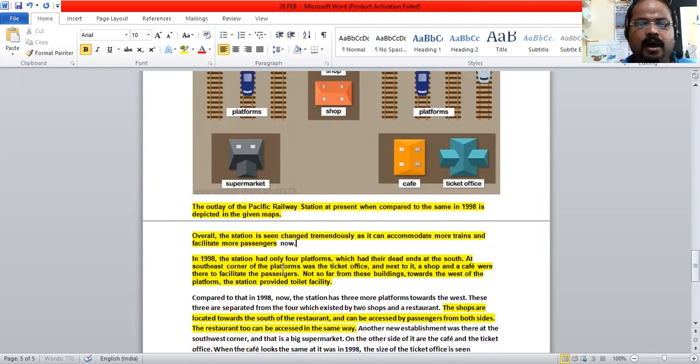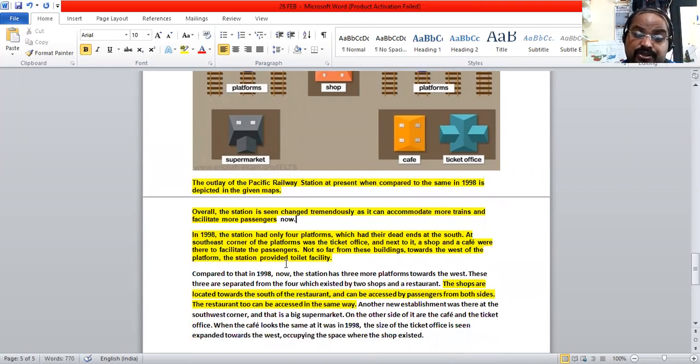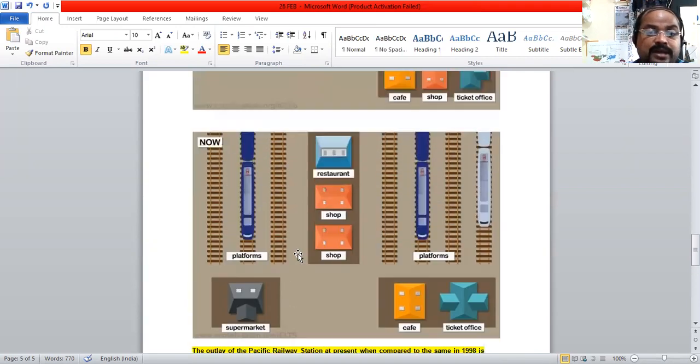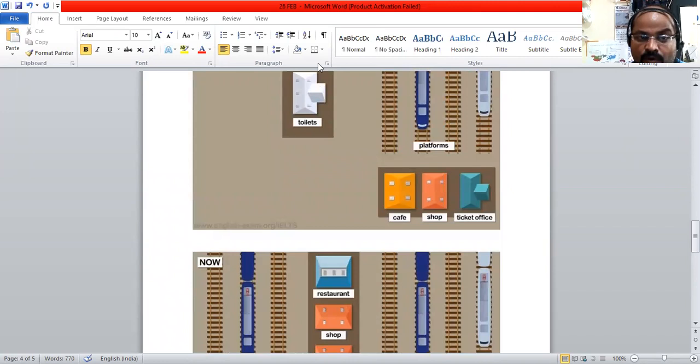In 1998, the station had only 4 platforms, which had their dead ends at the south. In 1998, it had only 4 platforms. Platform number 1, 2, 3, and 4. It had their dead ends at the south. This is what we can see in the first particular picture.